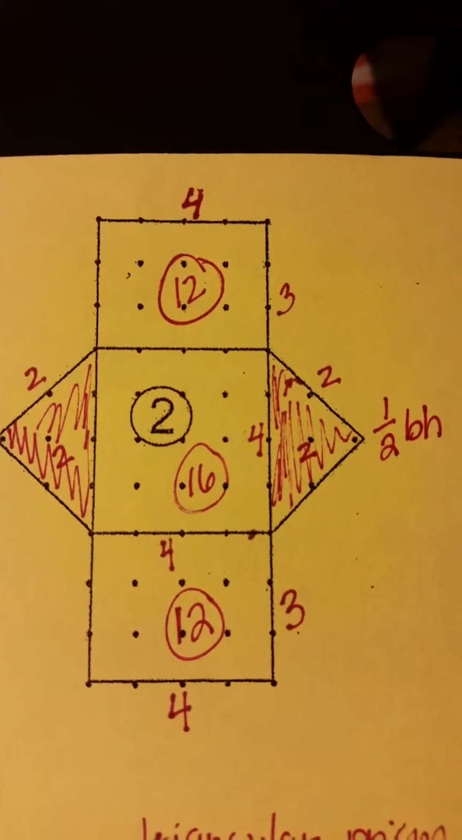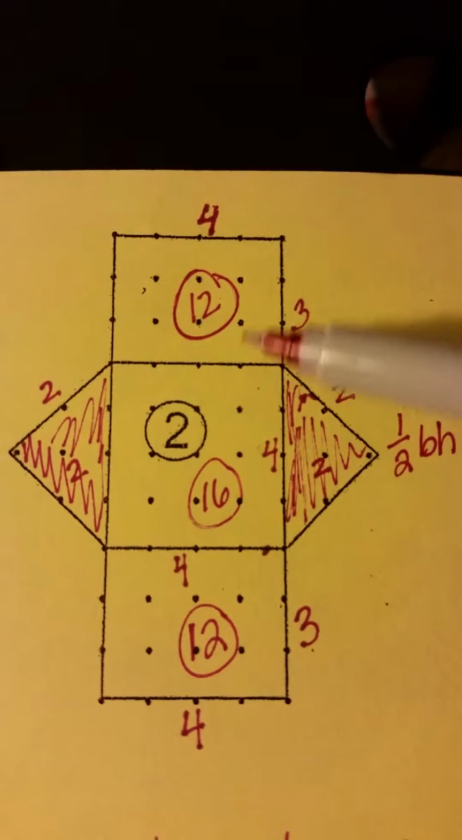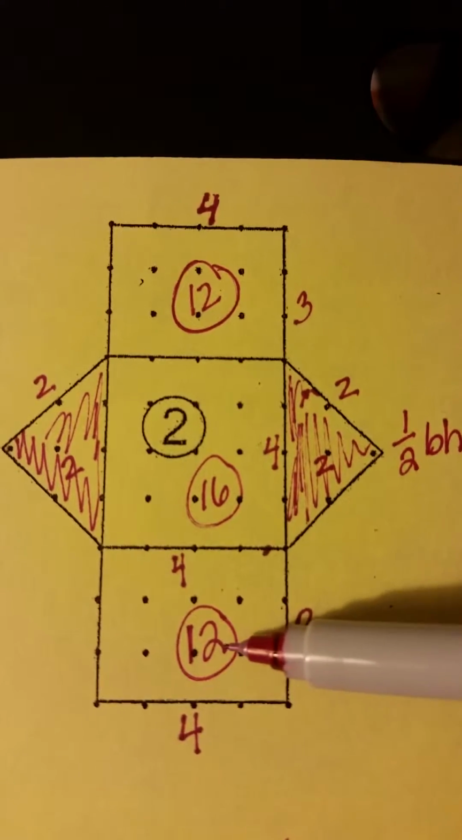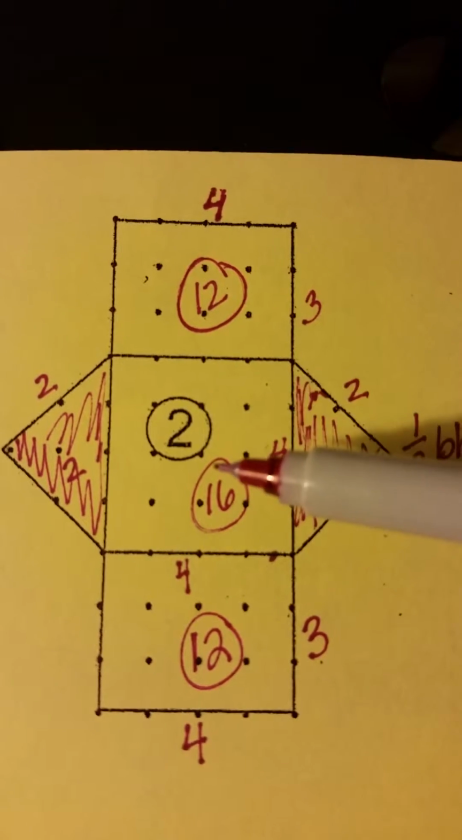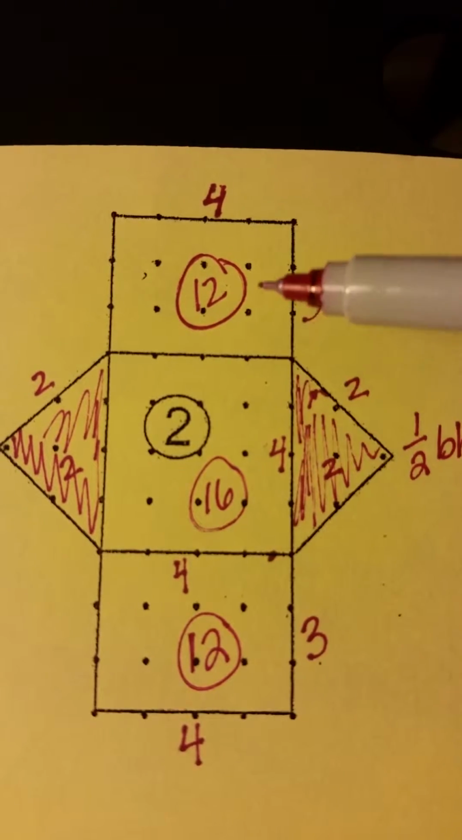Okay, so you see here, I've already found the lateral faces. The area of the lateral faces here, we do 4 times 3, and you should have gotten 12. And we did 4 times 4, and you should have gotten 16 for this one. And this one is also 12, when you fold it up, these two right here will be equal.